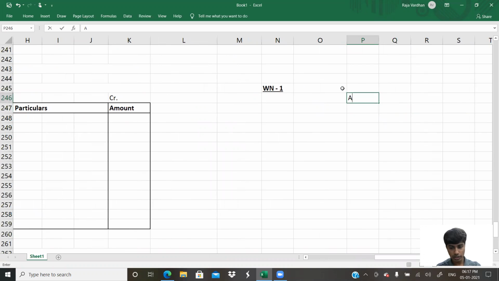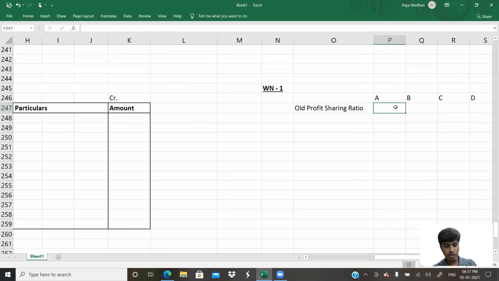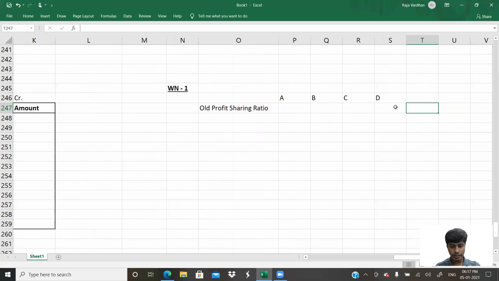So what are the names of the partners? A, B, C, D would also come. So what is their old profit sharing ratio? I could have typed OPSR, but I'm preferring a full form here. So what is the old profit sharing ratio? The old profit sharing ratio is 3:2:5. That I would write as 3/10. Wow, Excel, wow. You made my 3/10 as 3rd October. Wow. 3/10, 2/10. And C it is 5/10.